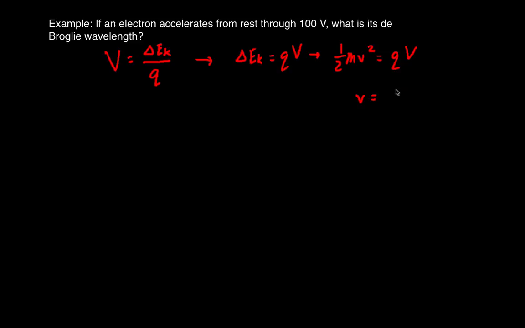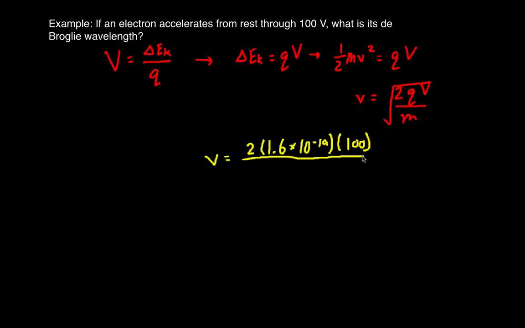v equals the square root of 2QV divided by m. This gives us the velocity of the electron equals the square root of 2 times the charge of an electron, 1.6 times 10 to the negative 19 coulombs, times the voltage it's accelerating through, which is 100 volts, divided by the mass of the electron, which is 9.11 times 10 to the negative 31. This gives us a velocity of the electron after it's accelerated equal to 5.927 times 10 to the 6 meters per second.